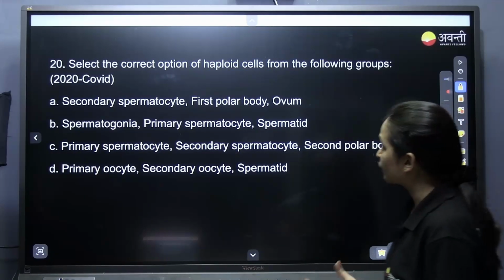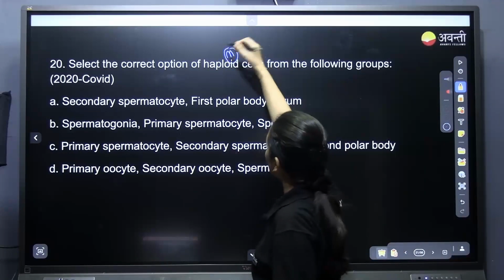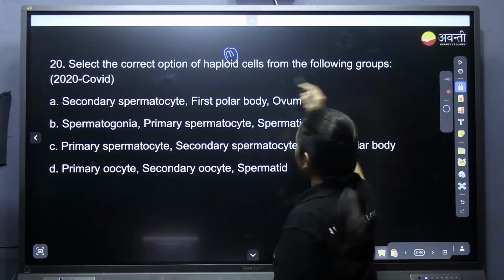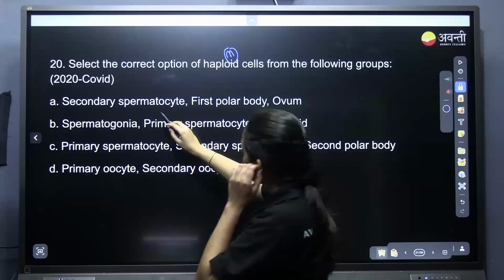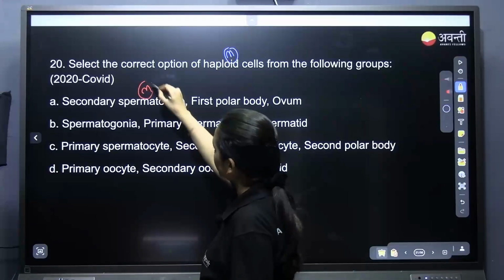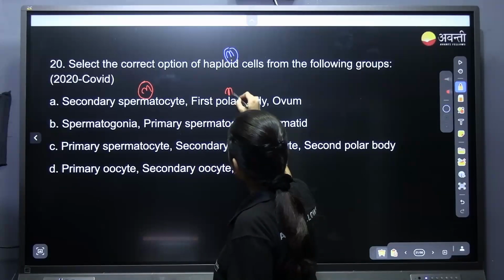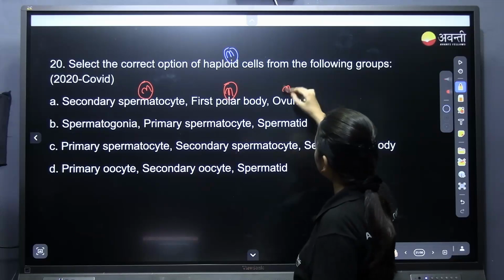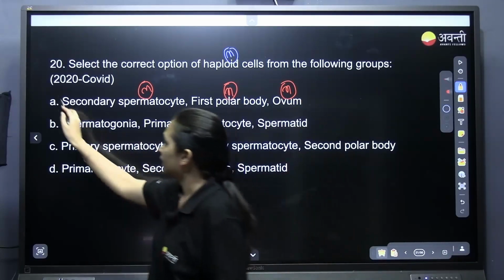Select the correct option for haploid cells. You need to find out the haploid cells, okay? Secondary spermatocyte, definitely it's haploid. First polar bodies are haploid. Ovum is haploid. So we got it, A as the correct answer.